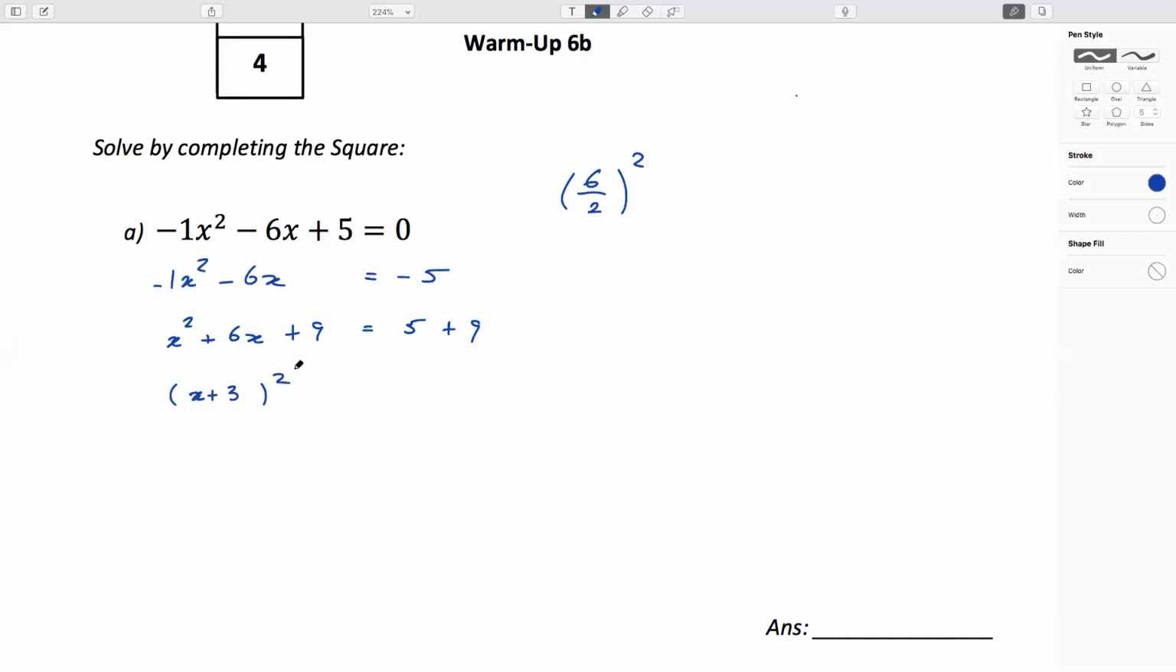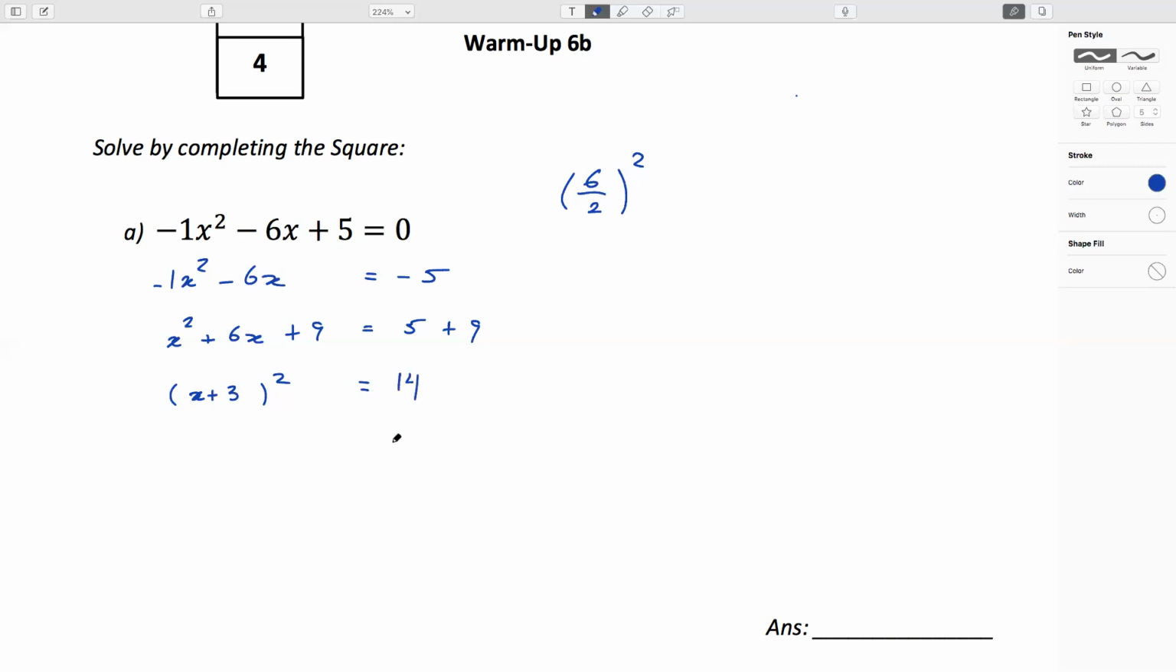And some people might be asking, why do I know it's 3? Well, it's the square root of 9. It is half of 6. If I go to expand this out, 3 times 3 is going to get me my 9, and 3x plus 3x is going to get me 6x. And on the right-hand side, 5 plus 9 is 14.